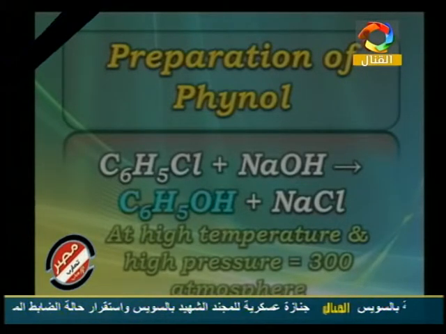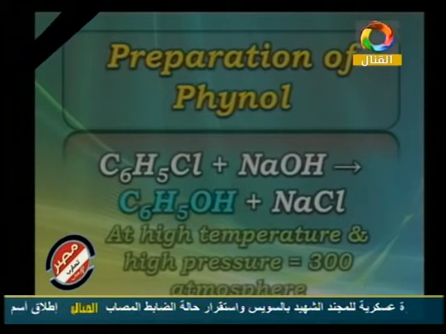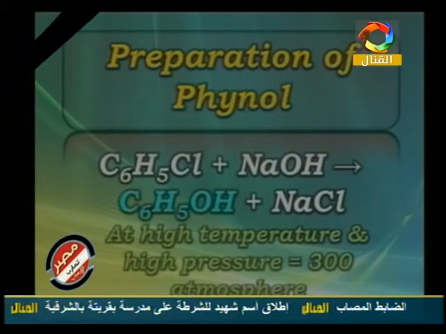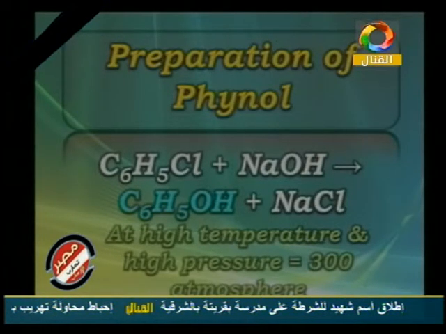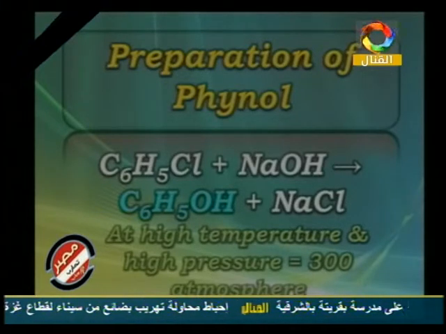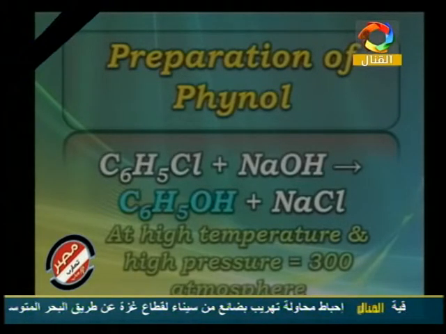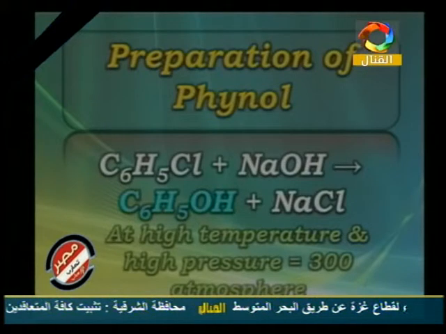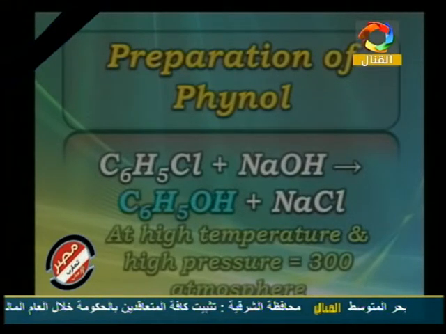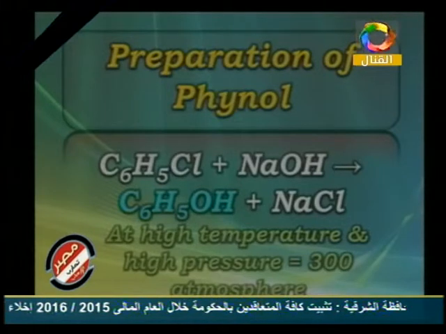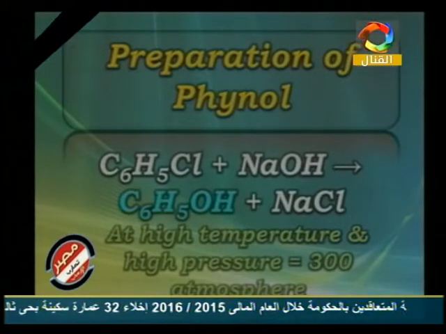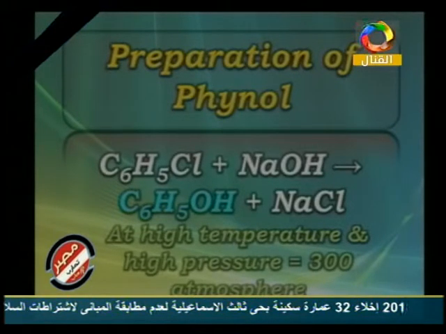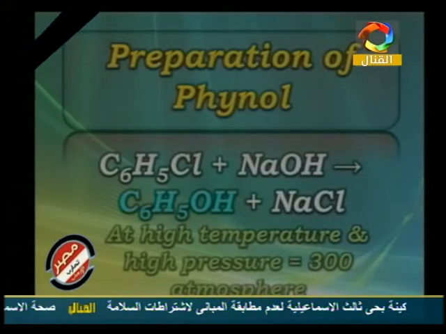And we have a double substitution reaction here. You know double substitution reactions from secondary school. We have a double substitution reaction between the OH group and Cl. At high temperature and high pressure, about 300 atmospheres, this reaction takes place. Why? Because phenol is difficult to make in the normal conditions. So I prepare the phenol under high temperature and high pressure equal to 300 atmospheres. So the chlorobenzene plus NaOH gives us what?